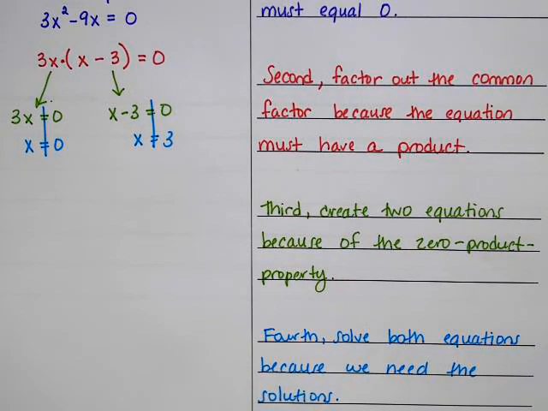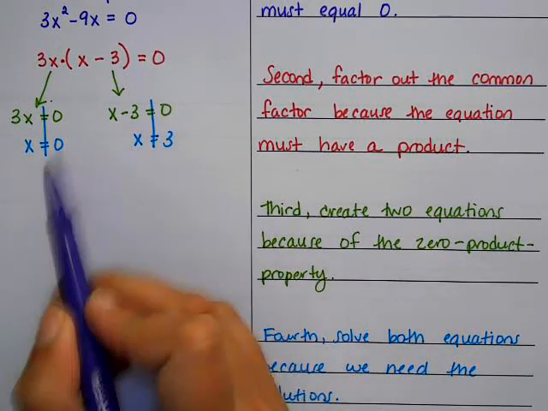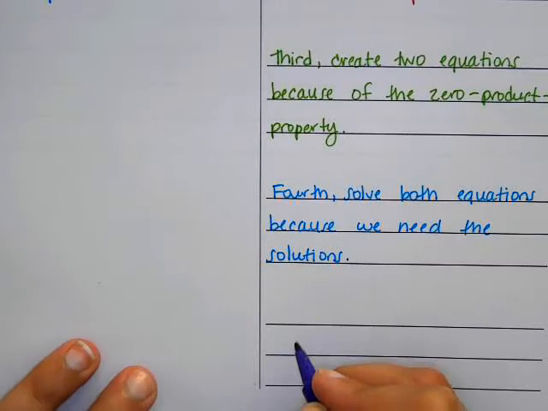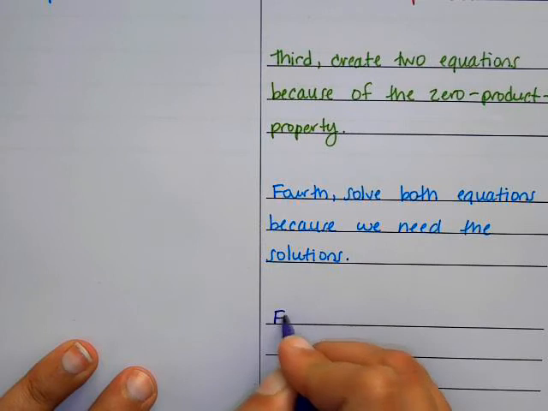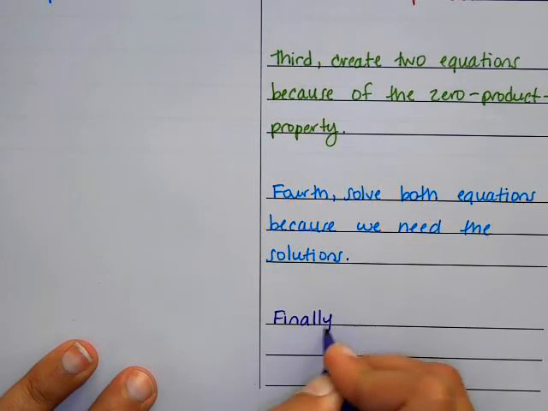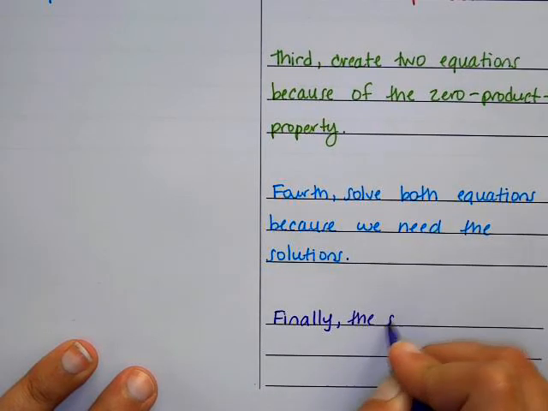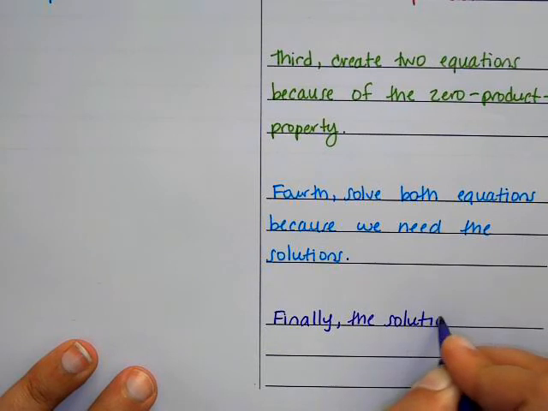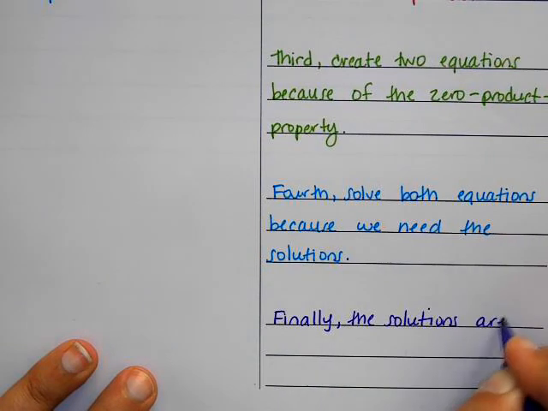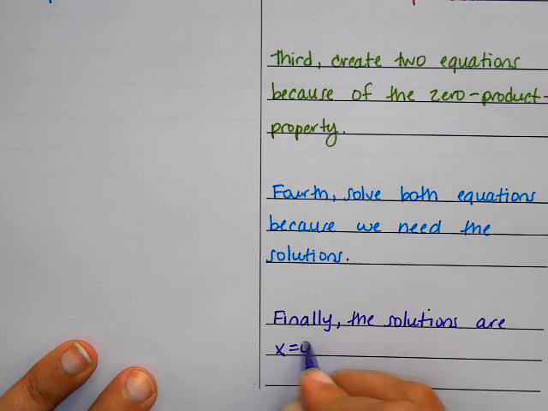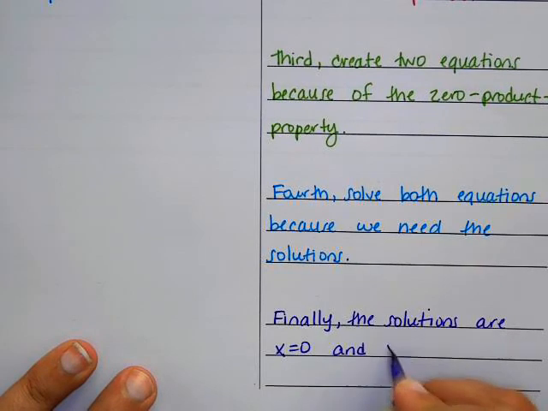Finally, at the very last step of every one of these answers, we always state the final answer. So while we don't have to do anything else in the problem, we do have to officially state the answers. So we would say, finally, the solutions are x equals 0 and x equals 3.